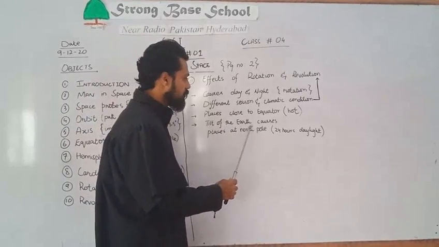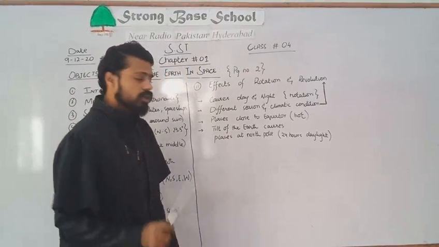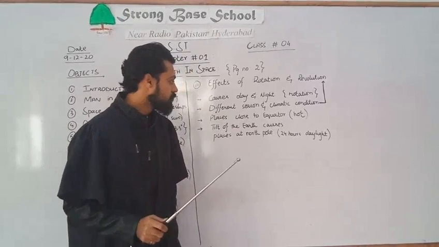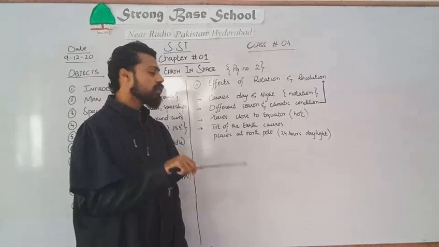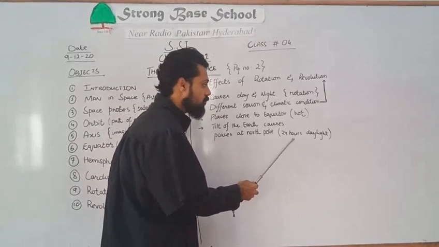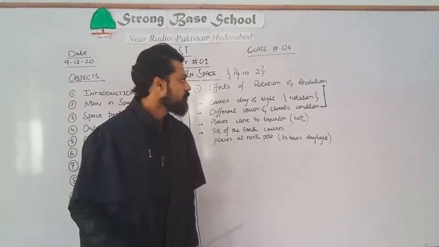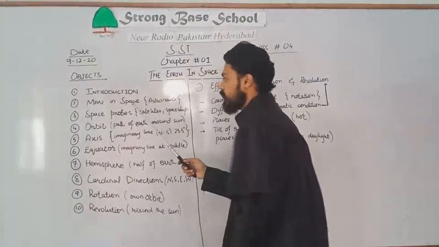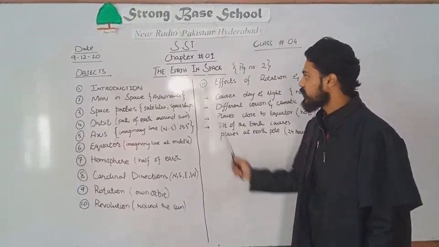The tilt of the Earth affects places at the north pole. Okay, those places on the north pole, because of the tilt of the Earth, have 24 hours of daylight and 24 hours of night. Okay, so we have learned all these points, all these objects in this chapter.